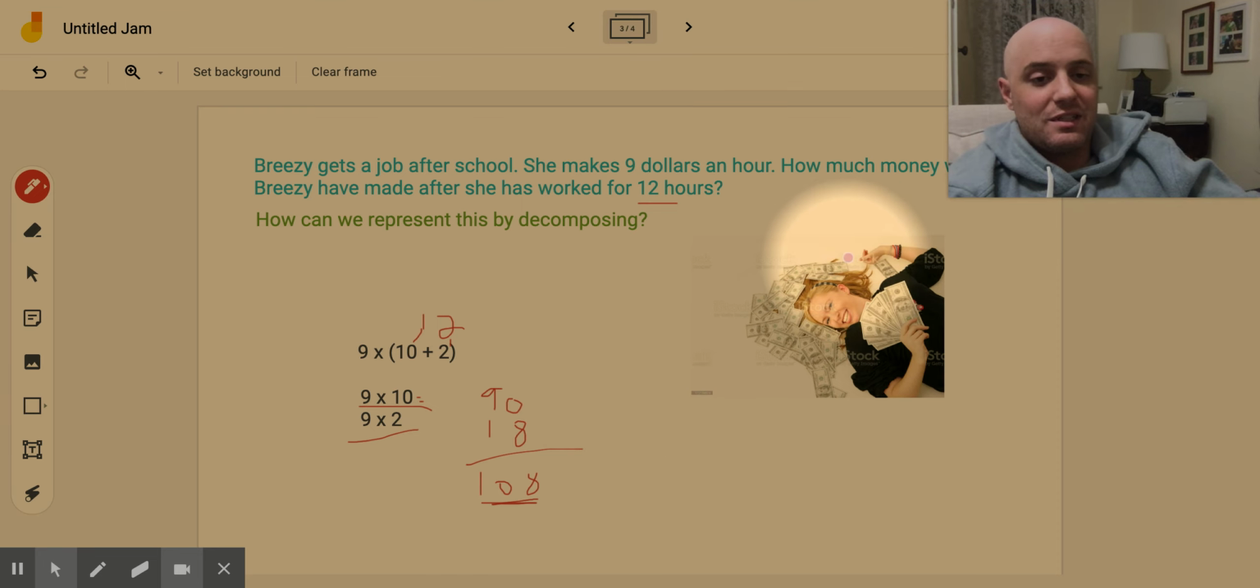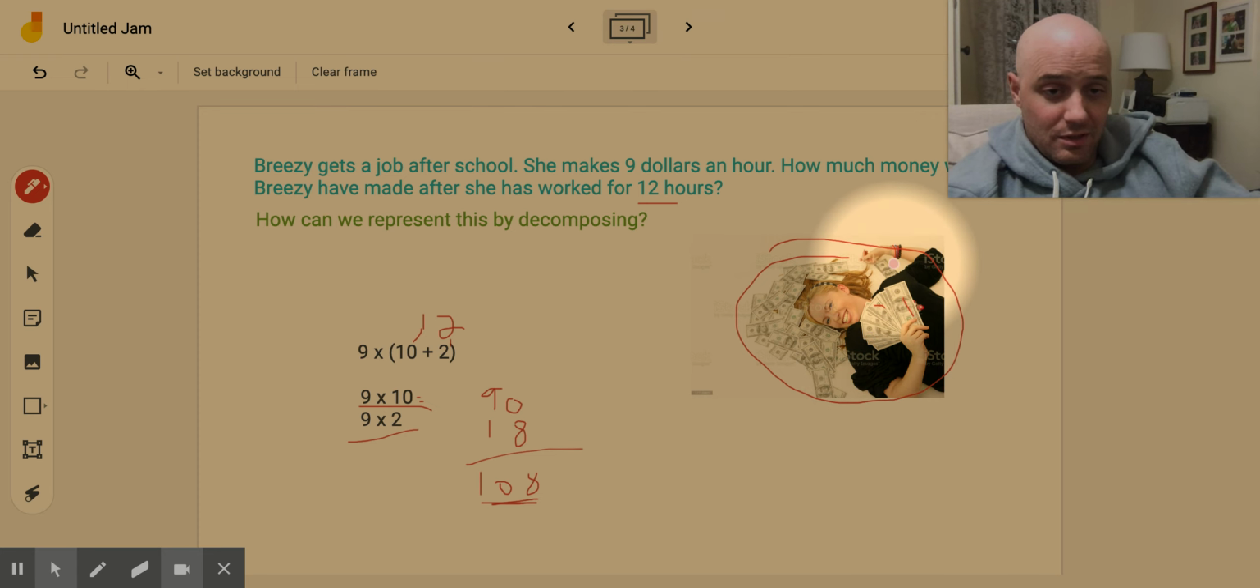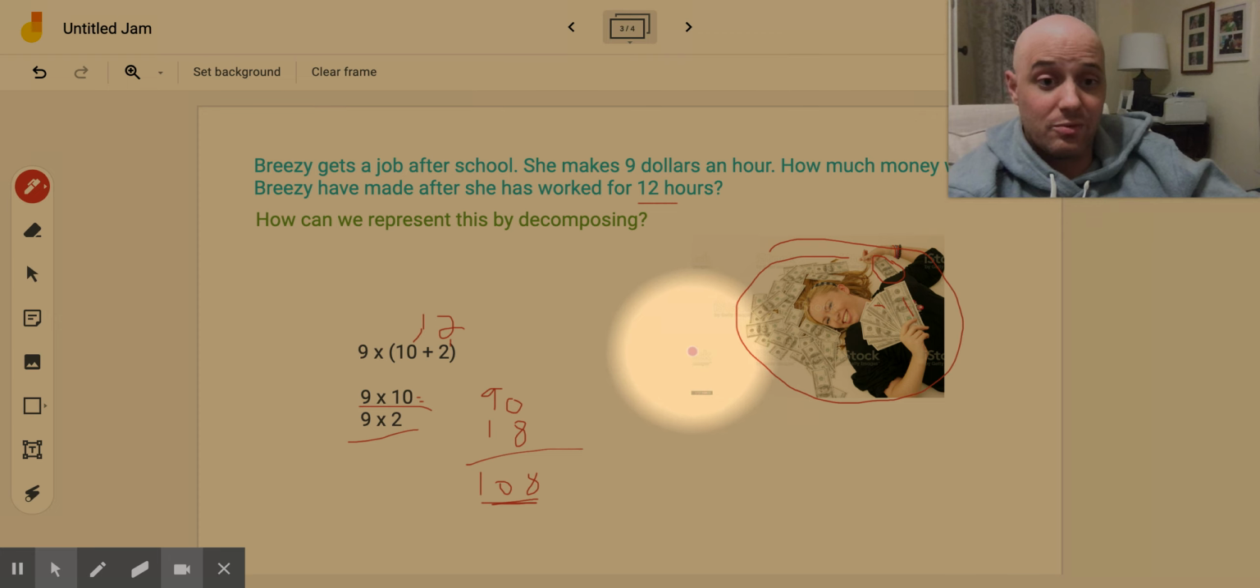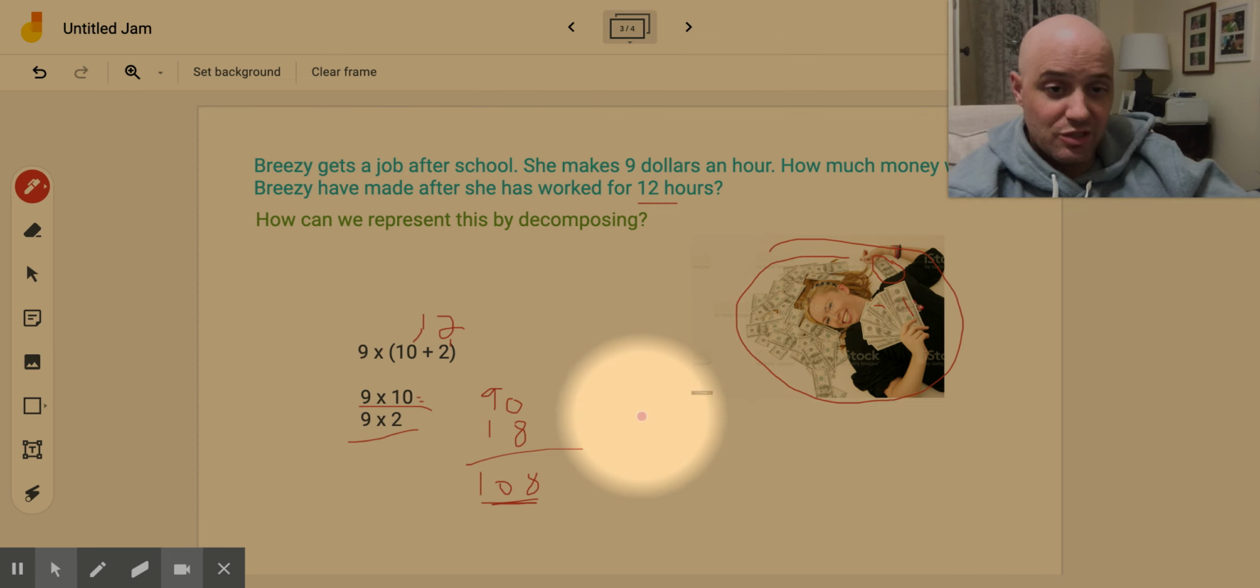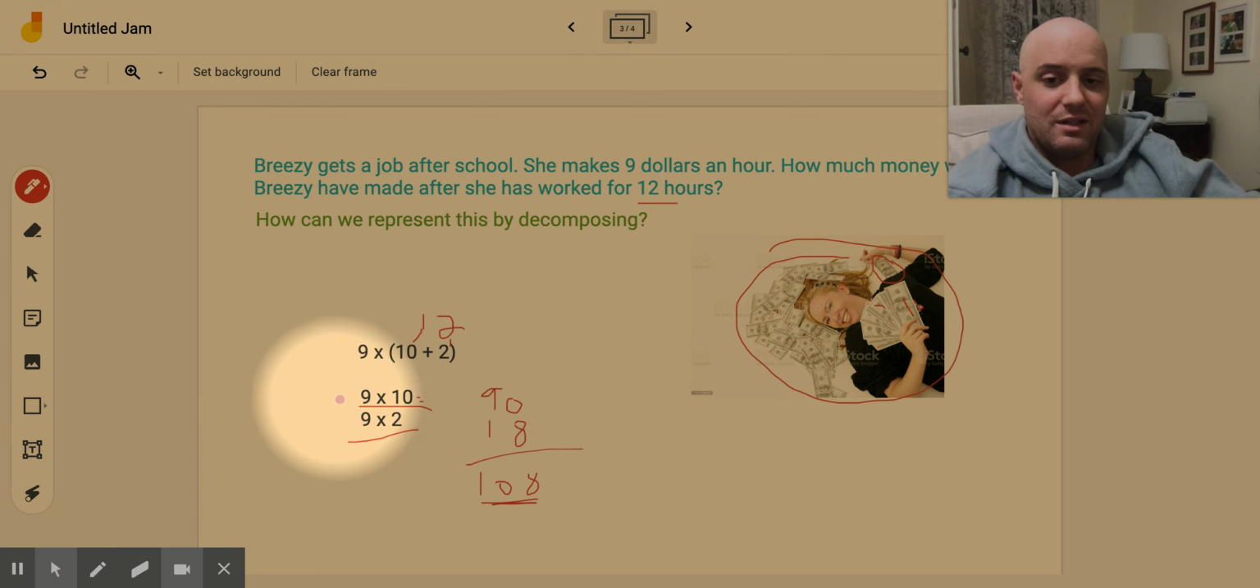Here's somebody rolling in money that could be Breezy. I think each of these are hundreds, though. So Breezy would just have like that 100 right there. Unless these were, I don't think those are ones. Those are Benjamin Franklins. This would have to all be ones to really be Breezy.